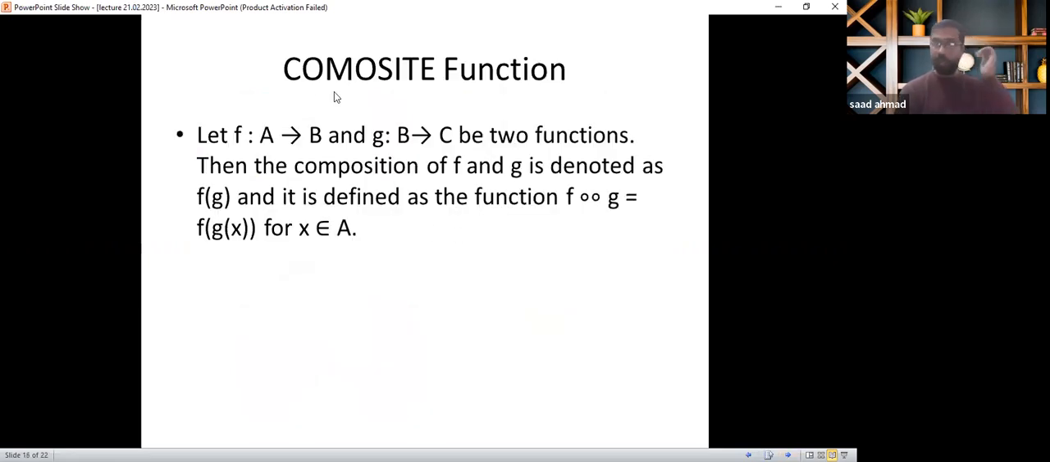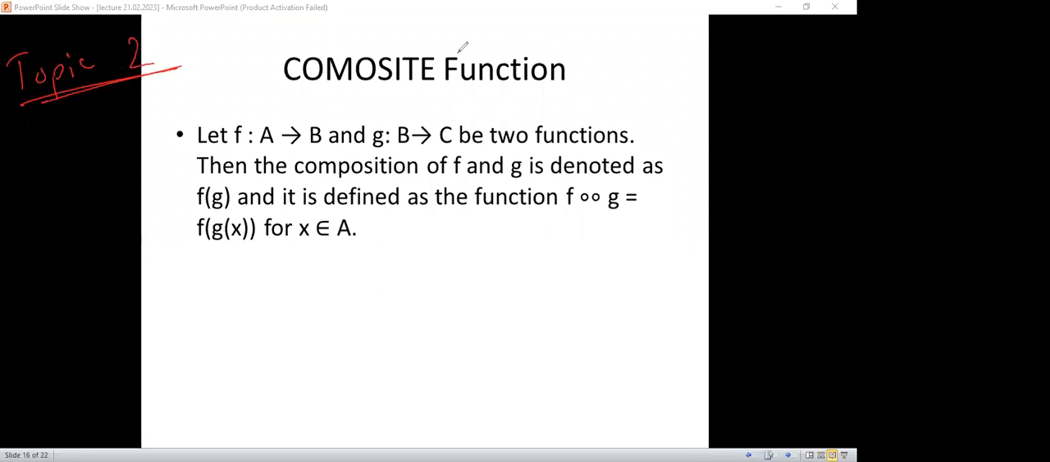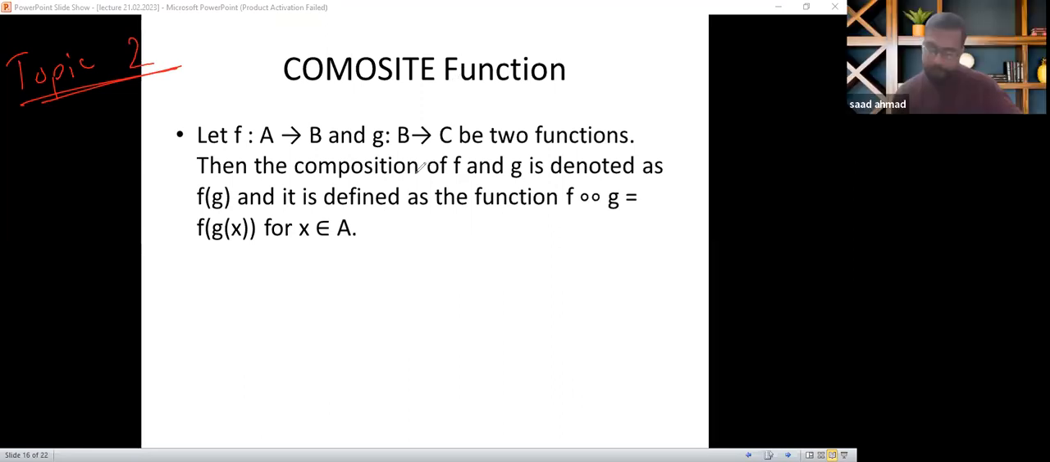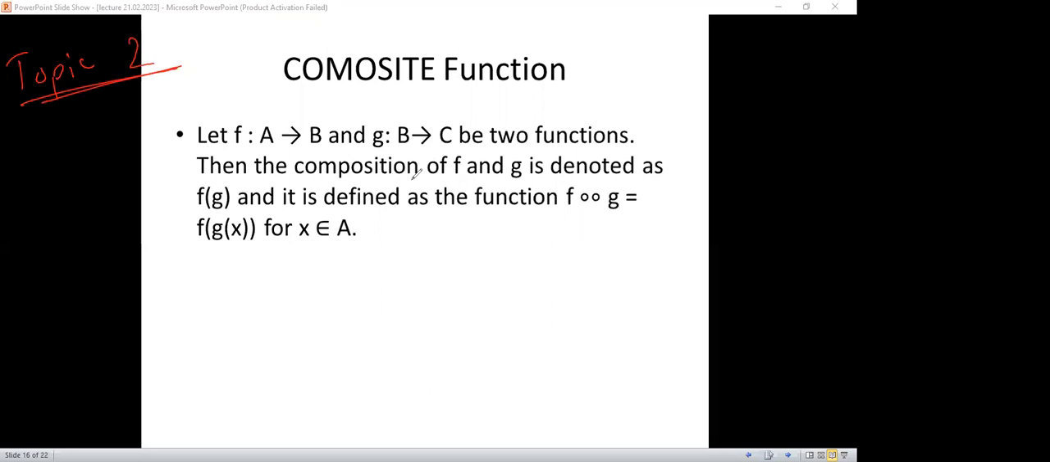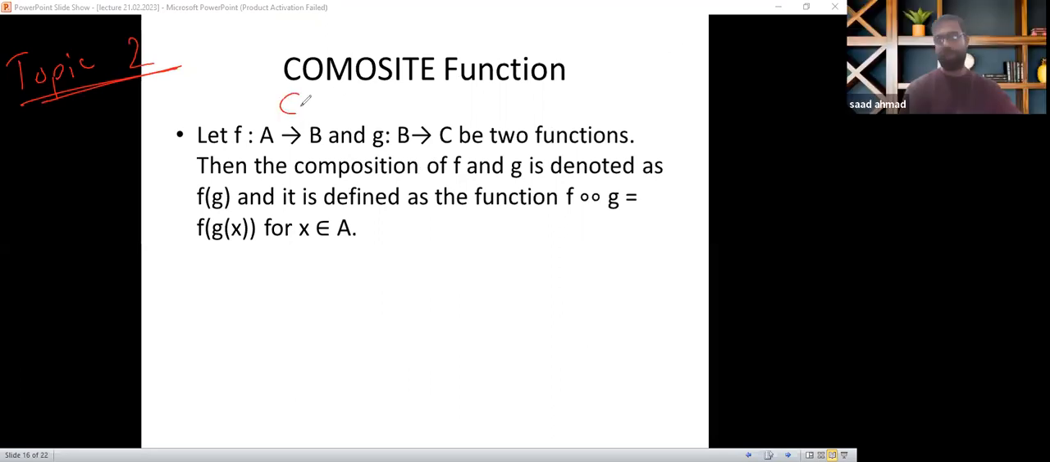Okay, so now we are moving to our next topic, which is composite functions. This is our second topic in the list, composite functions. You missed a P right there. It says composite function. Oh, up there. It's a spelling mistake. Sorry. Thank you for correcting. It's composite functions. I missed the P.